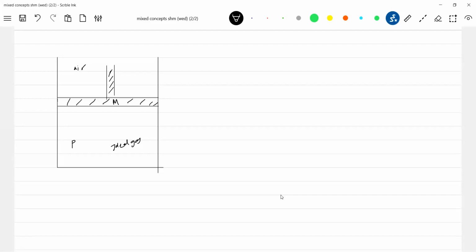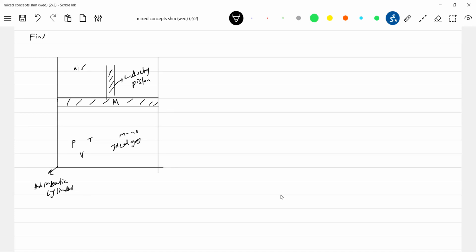Pressure, let it be say P, temperature T, volume is V. Monoatomic ideal gas. So let this be an adiabatic cylinder. So there's a piston of mass M. So this is a non-conducting piston, you can write it. So initially it is in equilibrium. I slightly displace the piston, find the time period of oscillations.